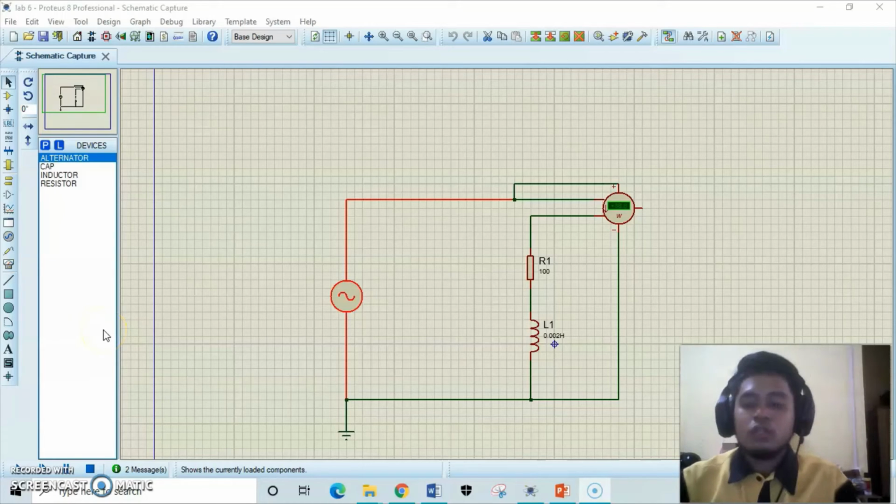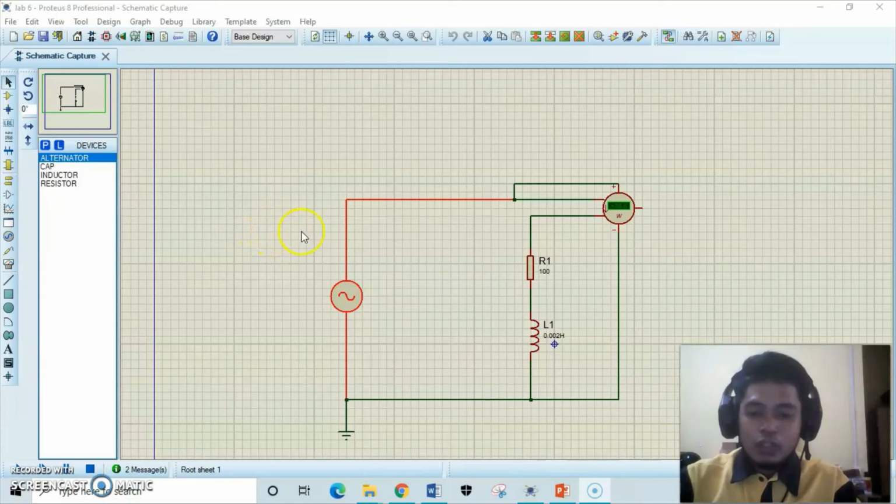My name is Muhammad Aiman bin Fazil. I will present my part for lab 6. My part is activity 4, which consists of power measurement of a resistor and an inductor.